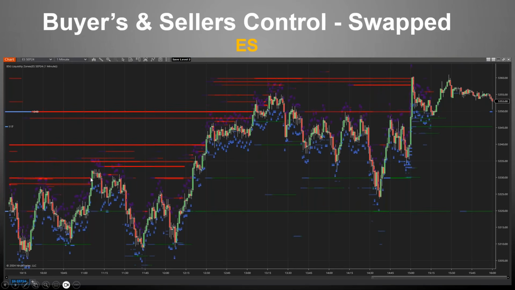Wait till the control shift. Look at this. Breakout happened. I didn't take the trade. I don't want to take a trade because my setup doesn't work. And then what happened? Sellers take over again. Took over the control again.